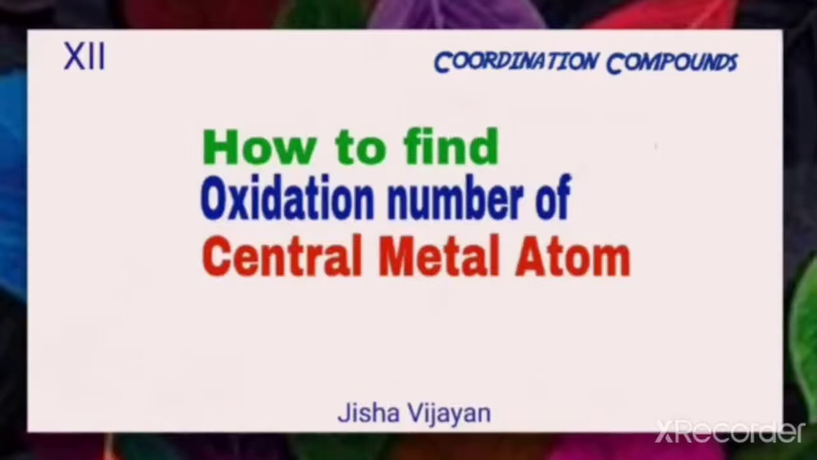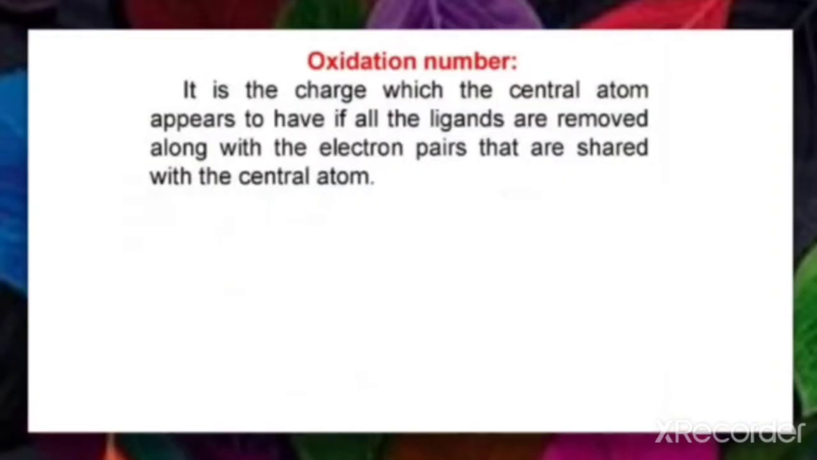Hello students, let us discuss how to find out the oxidation number of the central metal atom in coordination compounds. Oxidation number is the charge which the central atom appears to have if all the ligands are removed along with the electron pairs that are shared with the central atom. So we need to find out the oxidation number of the central atom in a coordination compound.